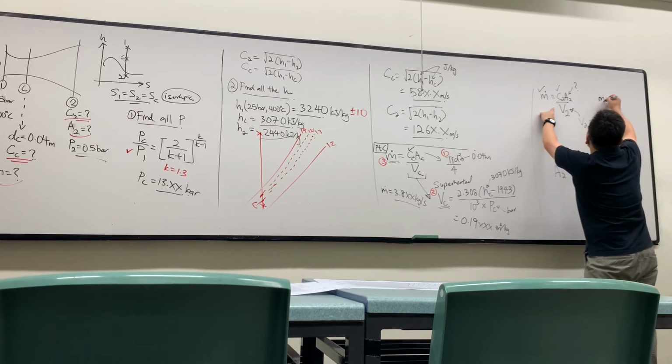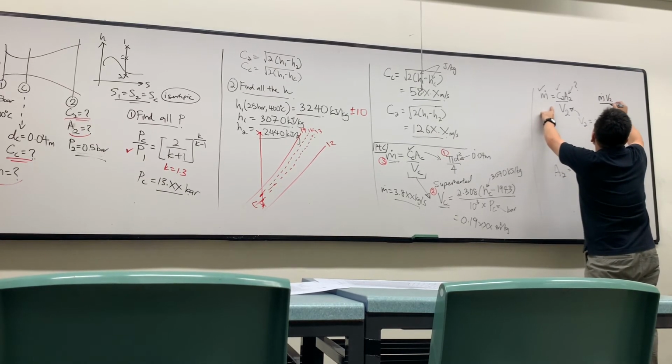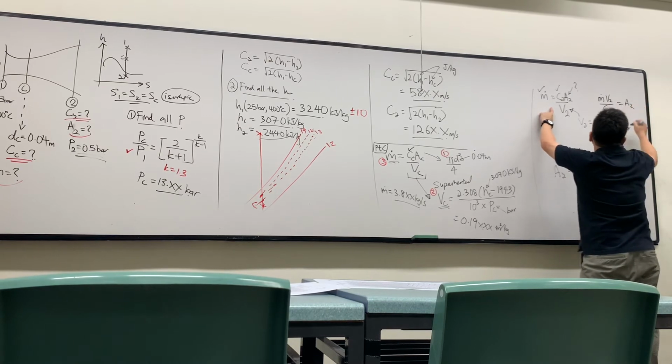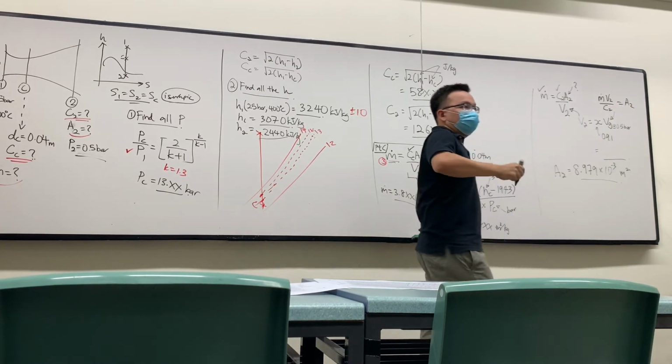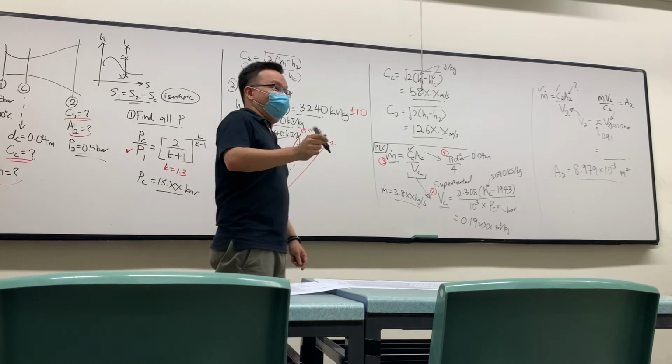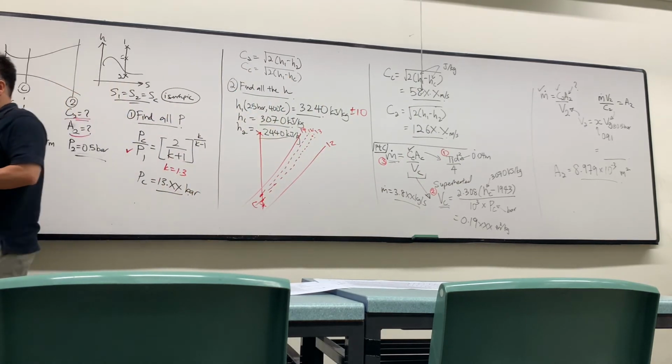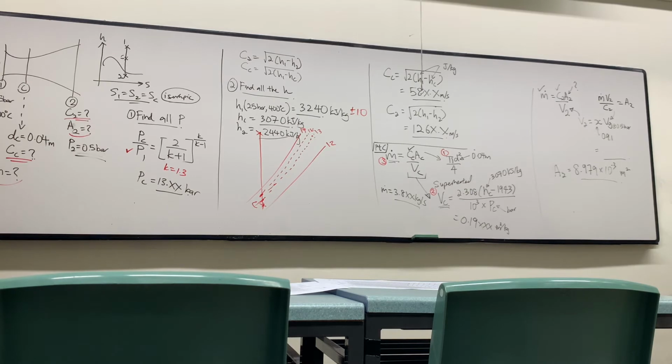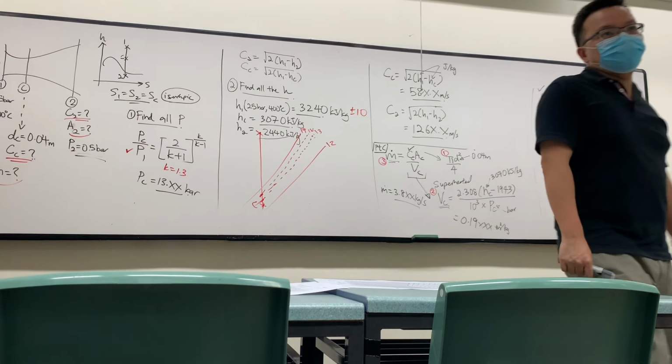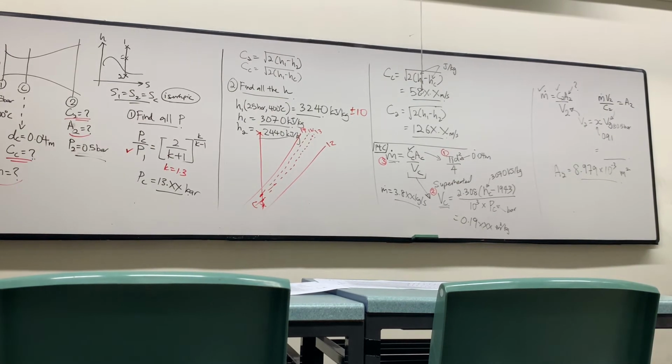It's supposed to be m dot V2 over C. A2. No, this one is A2. Why is it smaller than C? So this diameter, area will be right here.